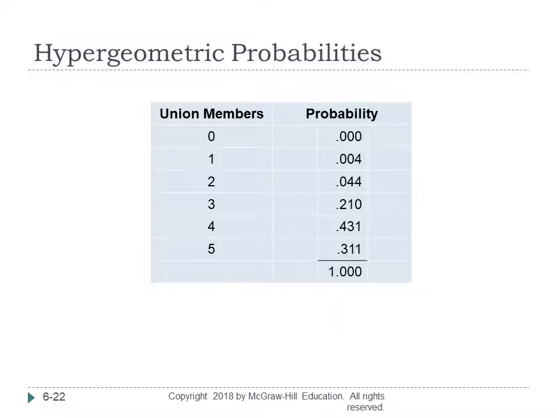Of course the final probability, that all of them belong to the union, x equal 5, is 0.311, and of course the sum of all those probabilities is equal to 1. This is the end of this tutorial.